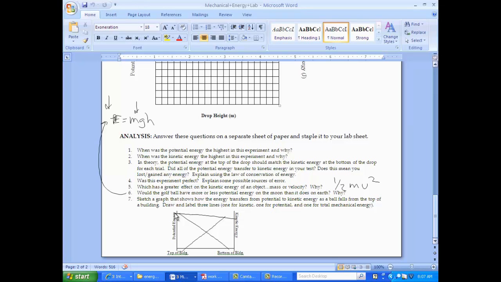All right? So what I wanted you to get out of this was seeing that when you do the actual calculations, we're putting numbers to the theory that we've been doing. Energy does not get lost. It changes forms. So potential energy at the top of the fall is equal to the kinetic energy at the bottom of the fall. Okay? So any questions on this lab? All right, let's look at the next bit here.